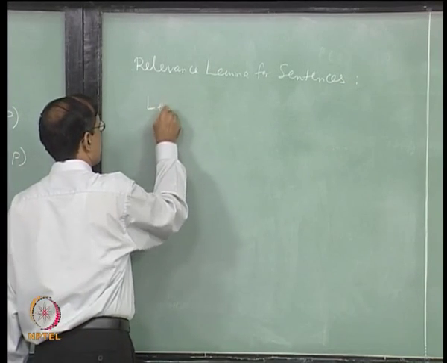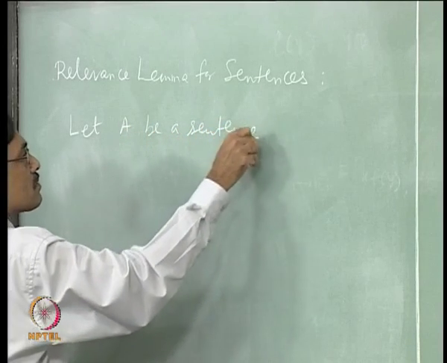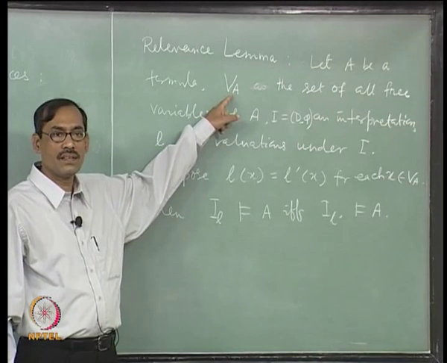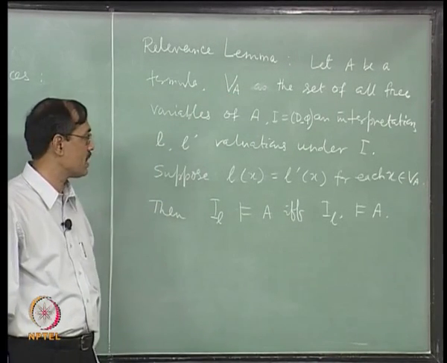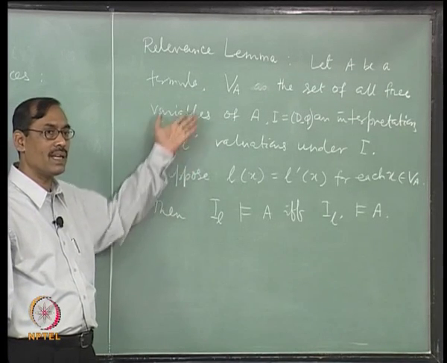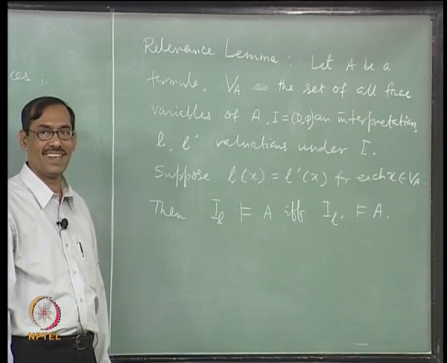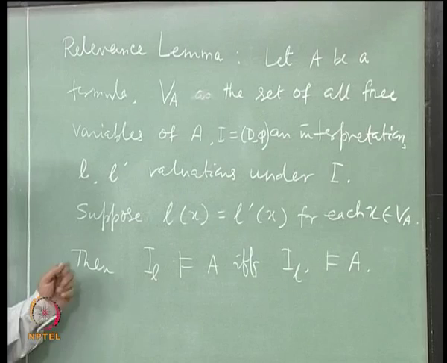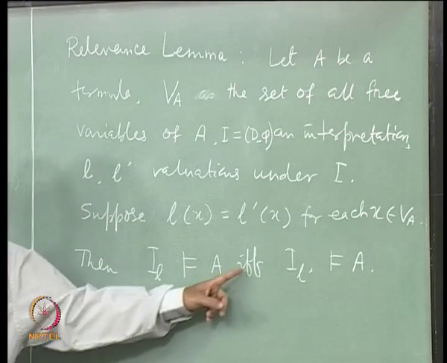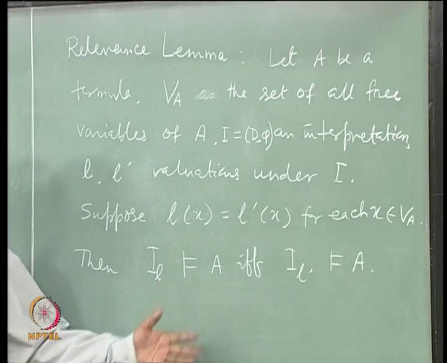So, we will be starting with a sentence, let A be a sentence. In that case the free variable set of A is empty, V A is empty, there is no free variable. Then any two valuations you take, L and L prime, they will agree on V A, because there is no case of difference. So, once they agree, your conclusion will hold. The conclusion is I L satisfies A if and only if I L prime satisfies A for any valuation L.